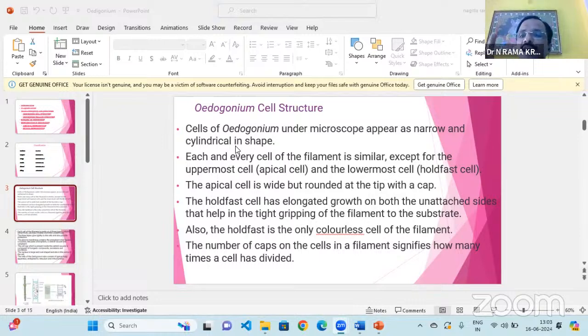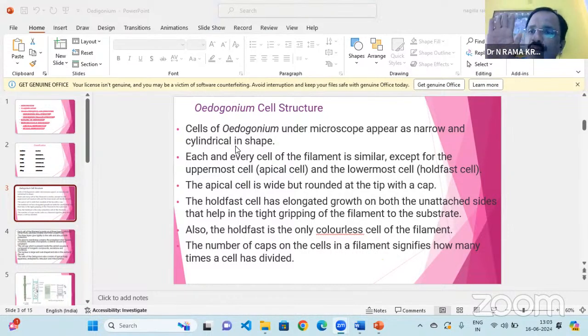Okay. You see here what type of shape is there? The cell of Oedogonium, it is a cylindrical shape. Cylindrical shape is there. Okay. Each and every cell of the filament is similar except for the uppermost cell, the apical cell, and the lowermost, the holdfast. Yes, this is the most important.